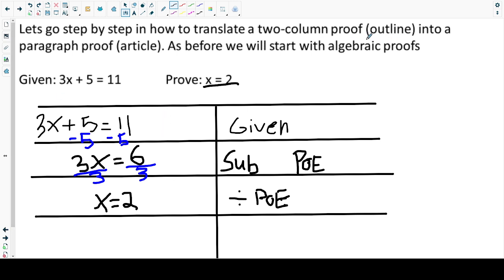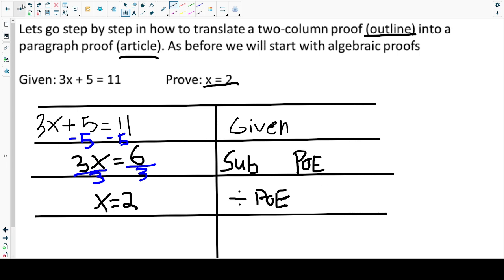So we're going to take this outline and make it into an article or an essay or a written piece of work. And the way you do that is very simple. You take each line of the two-column proof and you make it into a sentence. You basically imagine yourself talking a person through this proof who didn't understand what you wrote there. They're looking at this proof going, what the heck does this mean? And you talk them through line by line by line. The words you're saying to them are what goes in the paragraph proof. A little bit of cleaning up here and there as needed for the language.